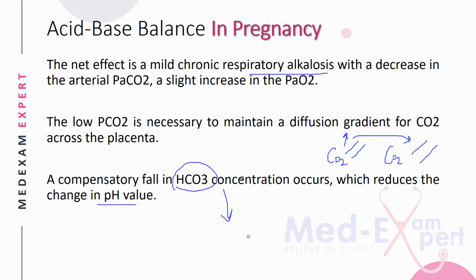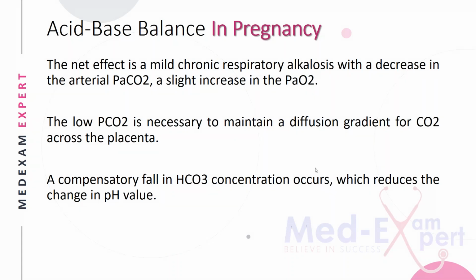So in pregnancy I have a slight decrease in the partial pressure of carbon dioxide due to the increase in ventilation, and I have a compensatory fall in the bicarb level to try to reduce this change in the pH value. Is everything clear up to now?